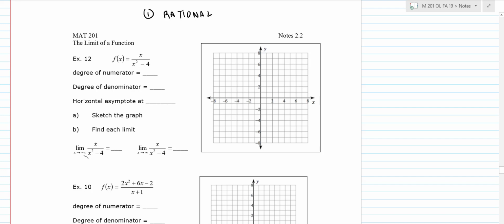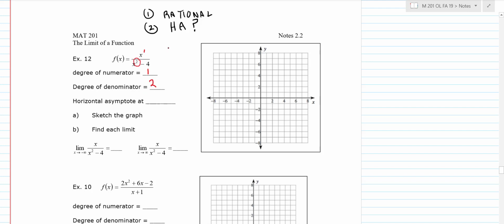So the question is find these infinite limits. So since I want you to find an infinite limit, well, your thought process is, what is the horizontal asymptote? If I can figure that out, I know the answer to this automatically. And I don't even have to consider the graph. Okay, that's the idea. So the way you do that is the degree of the numerator. The degree of the numerator is the highest power of x, so that's 1. The degree of the denominator is the highest power of x, so that's 2.